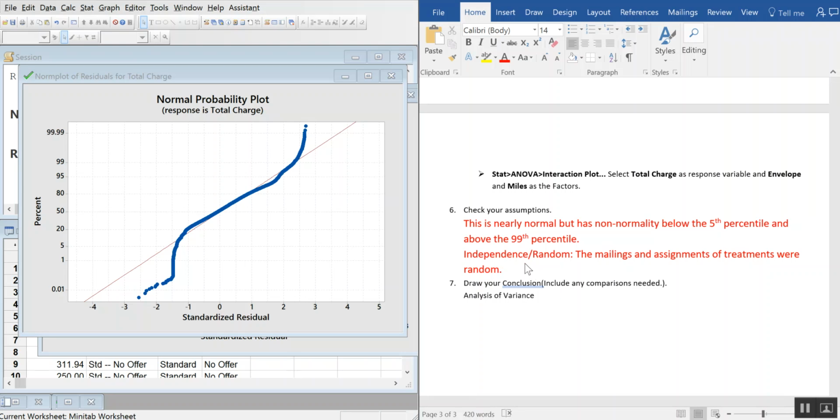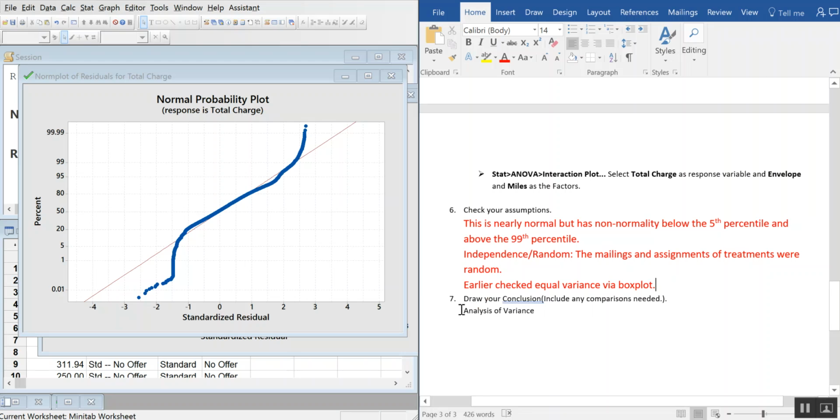Lastly, I'm going to make note that we did equal variance earlier. Box plots. Okay. I don't know why this is there. It doesn't need to be. Alrighty. So I seem to be pretty good there.